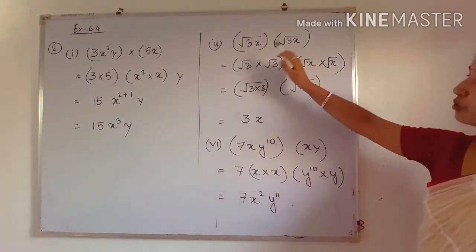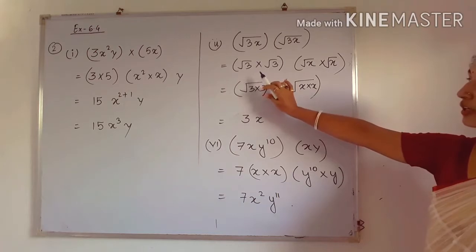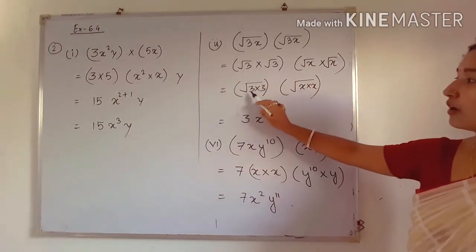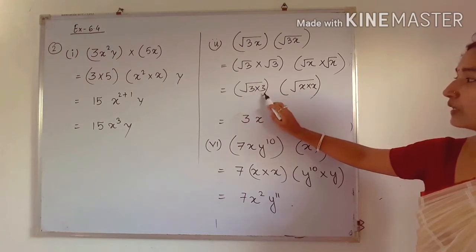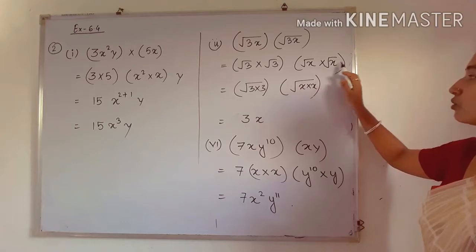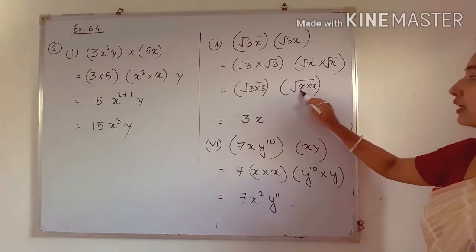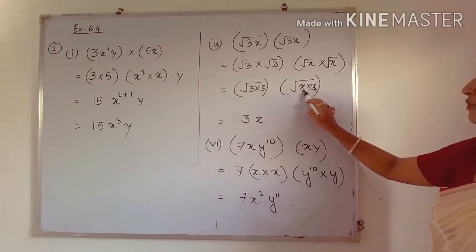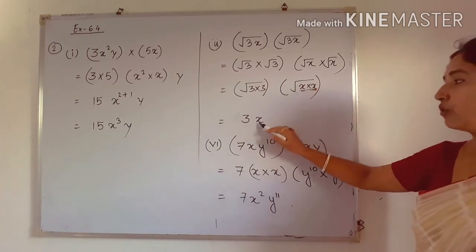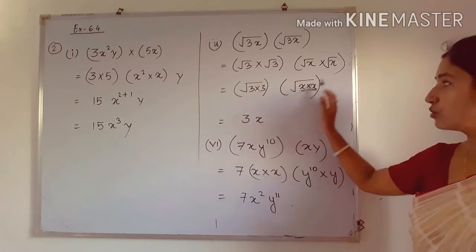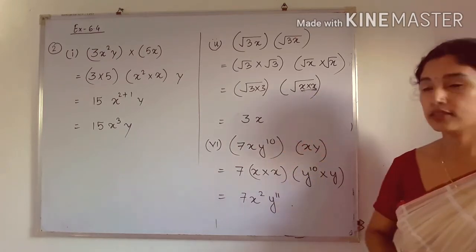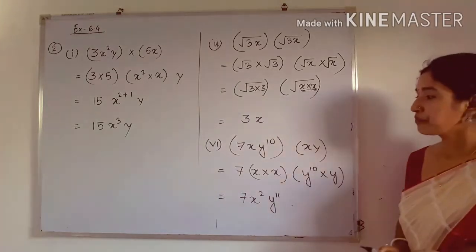So root 3 into root 3 we have to do first because this is constant. So root 3 into root 3, then root x into root x. So root 3 into root 3 will be what? Root over 3 into 3. Okay. And root over 3 into 3 will be what? 3. Similarly, root x into root x will be root over x into x. And again, you know that if there are two similar numbers which are multiplied under the square root, we can write only one term. If you have to write this outside the root, then we can write what? x directly. So this is 3x.